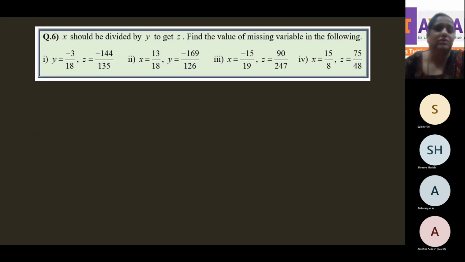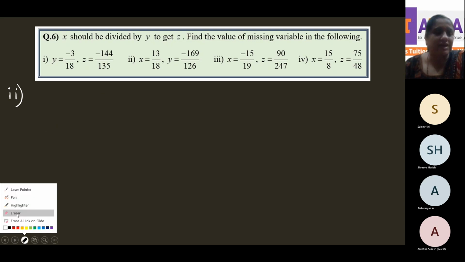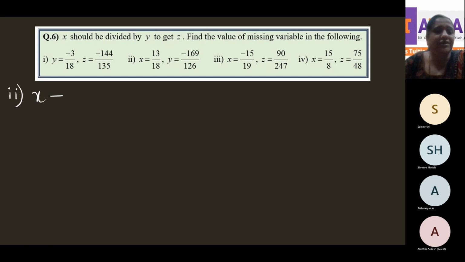Yes, ma'am, got it. Now together we'll do the second one, and I'll give you one more for a test. Together we'll do the second one. x should be divided by y to get z. Or you can also write it like this, because you have fractions, so it's convenient to write like this. x divided by y is equal to z, like this.